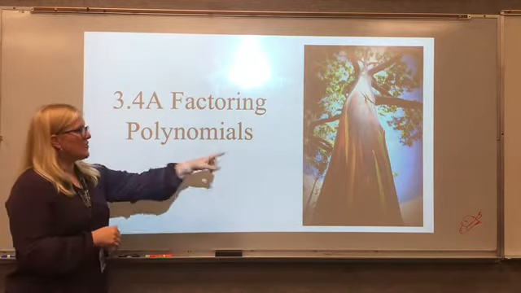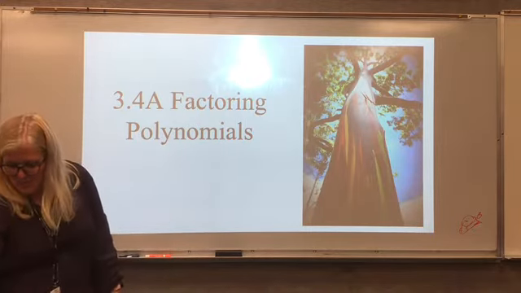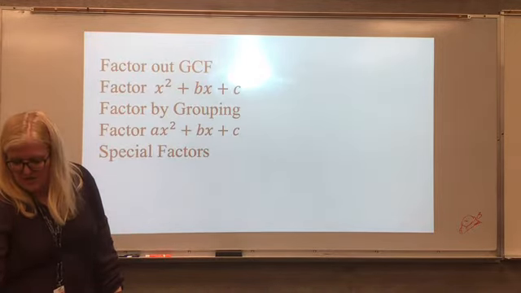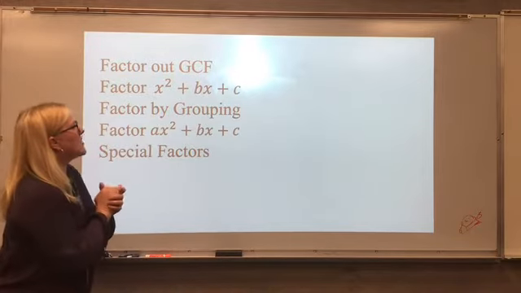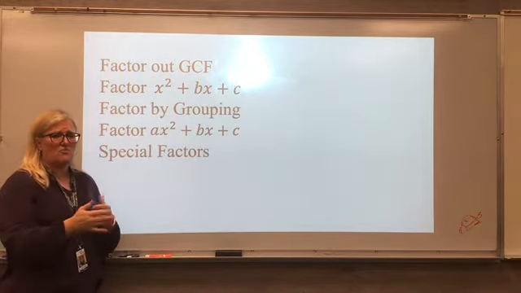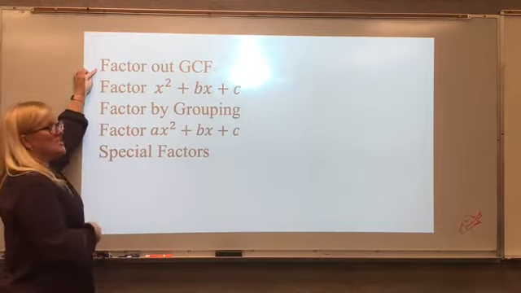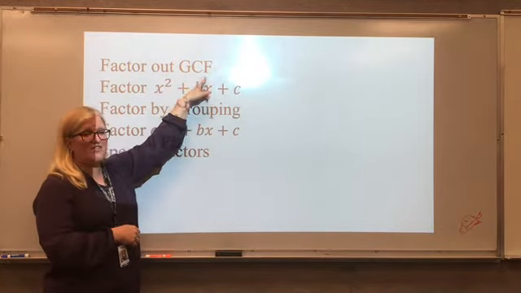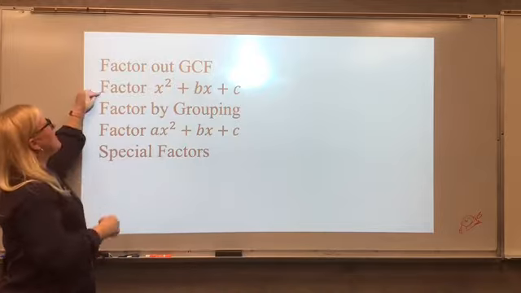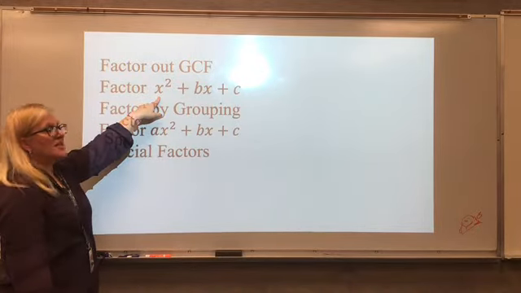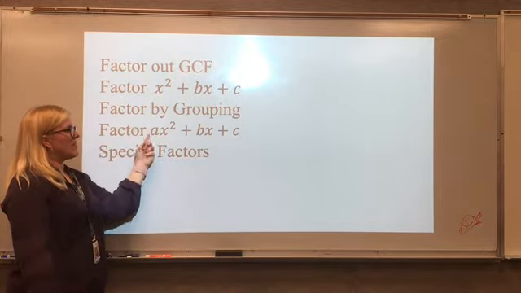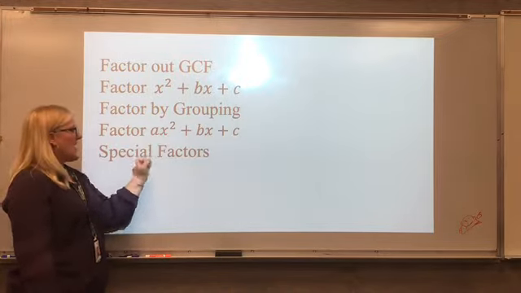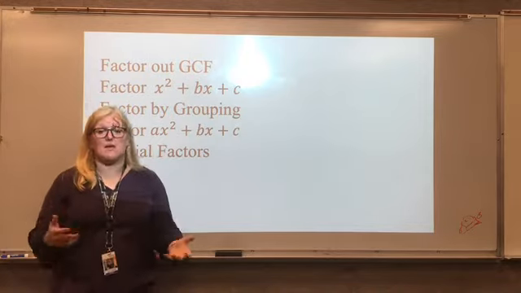So the reason I have a tree here is because when we started factoring when we were young, I kind of did this out of order. I'll tell you why I have a tree there in a second. But this is what we're going to cover in chapter 3.4. Factoring out a GCF. Remember, this is the greatest common factor. Factoring just x squared plus bx plus c. Factoring by grouping. Factoring when there's a number in front of the x squared. And special factors, which you will need to memorize.